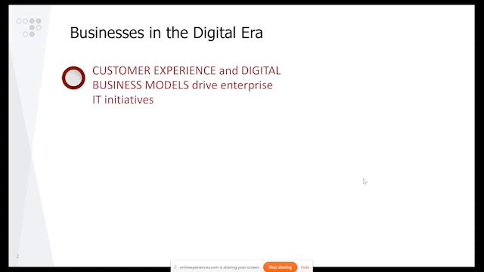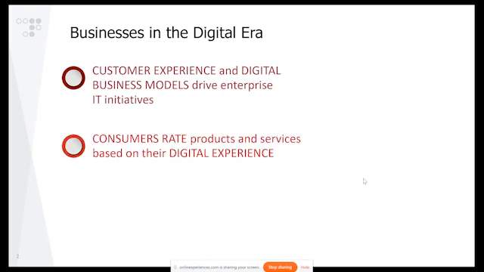But that, while it has a lot of advantages, introduces a lot of work for businesses, because businesses need to set themselves up to be able to perform well and be competitive enough in the digital era. We call it the digital transformation. The consumers themselves, our clients, all of us, are rating products and services based on their digital experience.